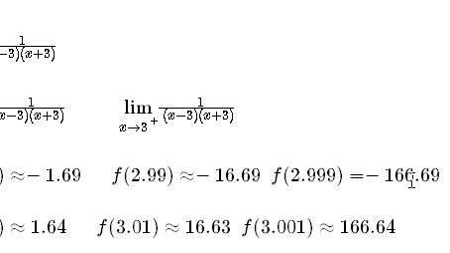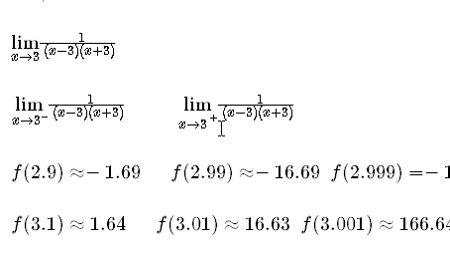Alright, let's look at it coming in from the right-hand side. I plug 3.1 in. I get approximately 1.64, so it's a positive number, which is an indication it's probably going to positive infinity. As I get closer to 3 coming in from the right, plugging in 3.01, I get approximately positive 16.64, and then 3.001, I get approximately 166.64. So I'm betting that this is going to positive infinity coming in from the right-hand side, and coming in from the left-hand side, it's going to negative infinity.